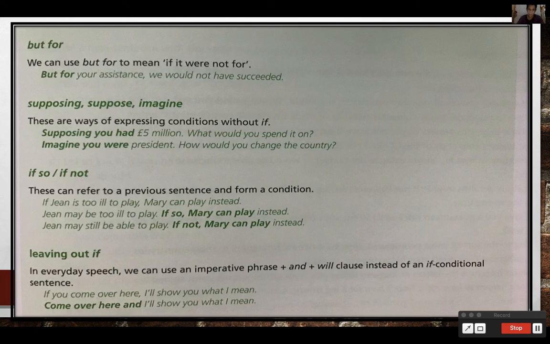¿O qué lo gastarías? Imagine you were president. How would you change the country? Imagine you were a president. How would you change the country? In this case, we are not using if.